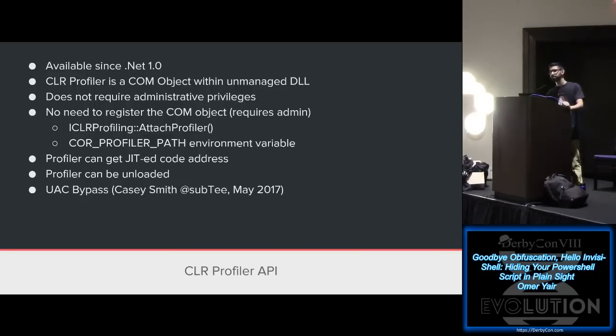And another thing that you need to remember, you can unload the profiler DLL. So from an attacker perspective, you can load the CLR profiler, you can hook the functions, and then unload the profiler, and you will not have any DLL loaded into your process memory. So forensics tools will not see the CLR profiler in there. And another thing that it's worth mentioning, the CLR profiler is used as a known UAC bypass. And as you know, UAC is not a security boundary, so Microsoft won't fix it. It was reported last May by Casey Smith. So it can also be used for disadvantage.